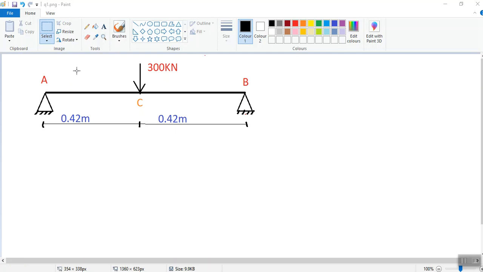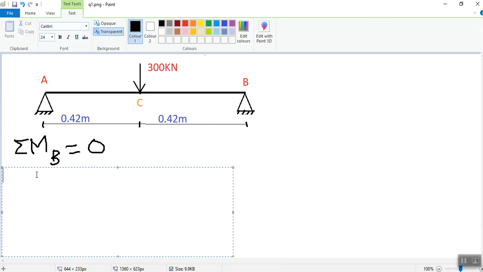For this, we are going to calculate reactions at support using moment equation. Summation MB equals 0, which gives us A times 0.84 total distance minus 300 kilonewton load acting in downward direction times 0.42 meter distance from C to B equal 0, since B is a support. We get A equal 150 kilonewton.